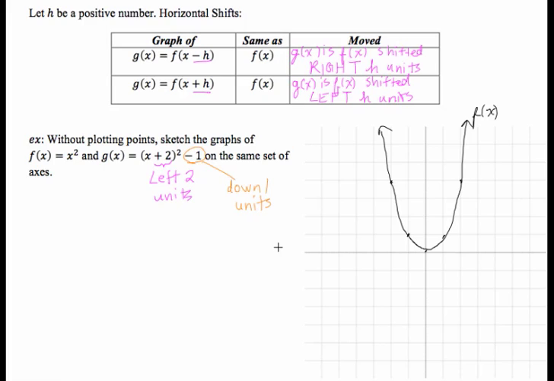Okay, so how do you plot it? You take the few points that you've plotted, we've got 5 here, move them left 2, down 1, and then we'll connect the dots. So here we go, left 2, down 1. From here, left 2, down 1. Okay, so the graph of g, it looks like, will do something like this. And I can graph that very easily without even plotting points.